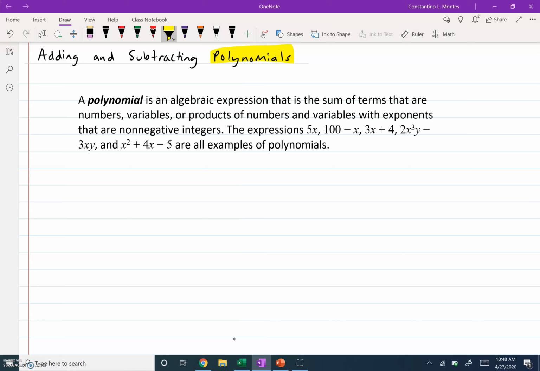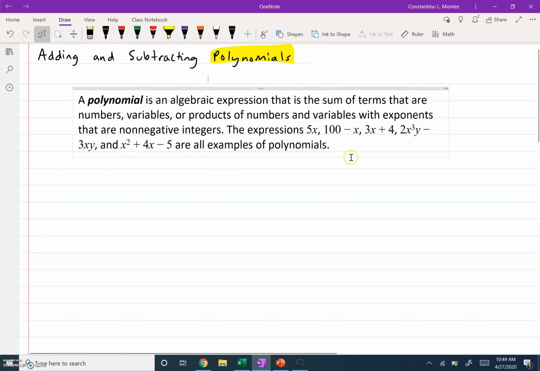A polynomial is an algebraic expression that is the sum of terms that are numbers, variables, or products of numbers and variables with exponents that are non-negative integers. The expressions 5x, 100 minus x, 3x plus 4, 2x cubed y minus 3xy, and x squared plus 4x minus 5 are all examples of polynomials.